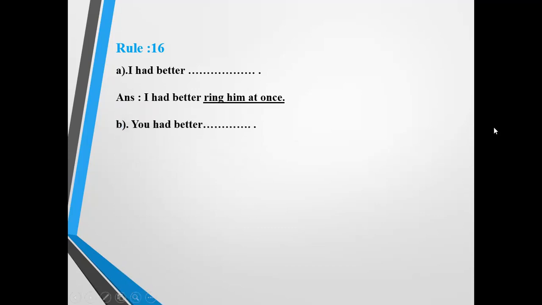B, you had better dash. The answer will be, you had better leave the place. Here after had better, ring is used in question number 1, and after had better, leave, the present tense of leave, is used. So we can say that after had better, the present base form of verb is used.